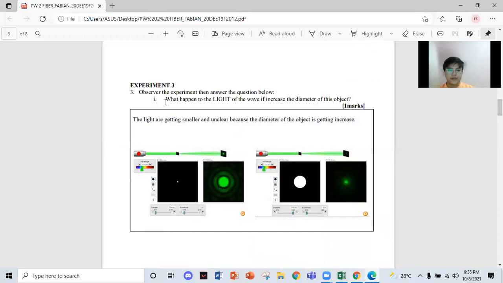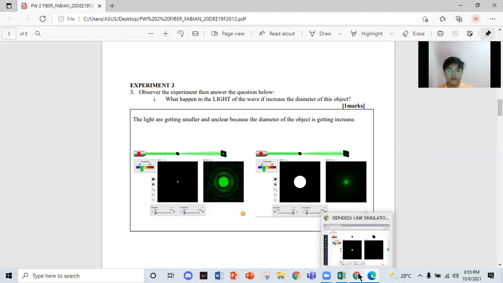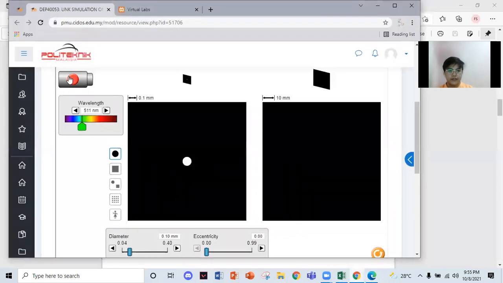Okay, eksperimen ini dia tanya what happened to the light of the wave if we increase the diameter of these objects. So when we increase the diameter of these objects, so the light are getting smaller and unclear because the diameter of the object is getting increased. So that proves that works.